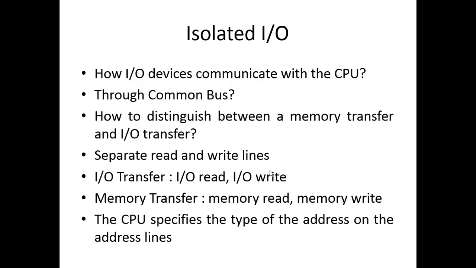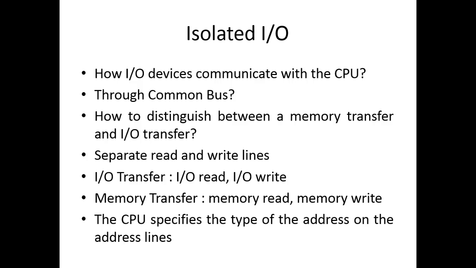Many computers use a common bus to transfer information between memory or I/O and the CPU. To differentiate between a memory transfer and I/O transfer, the control uses separate read and write lines. The CPU specifies whether the address on the address lines is for a memory word or for an interface register by enabling one of the two possible read or write lines.